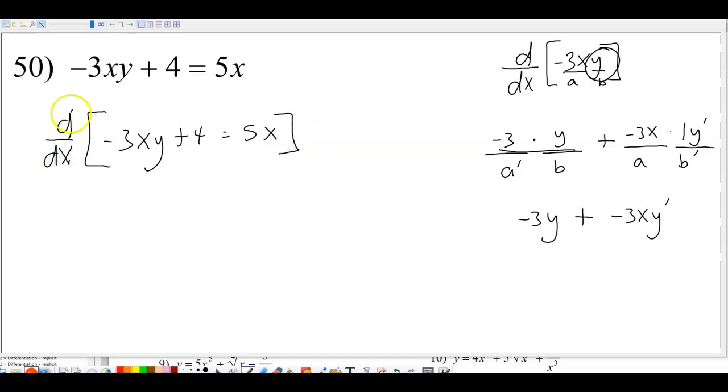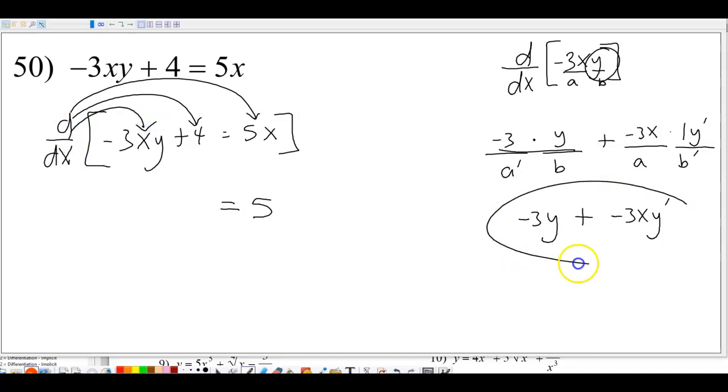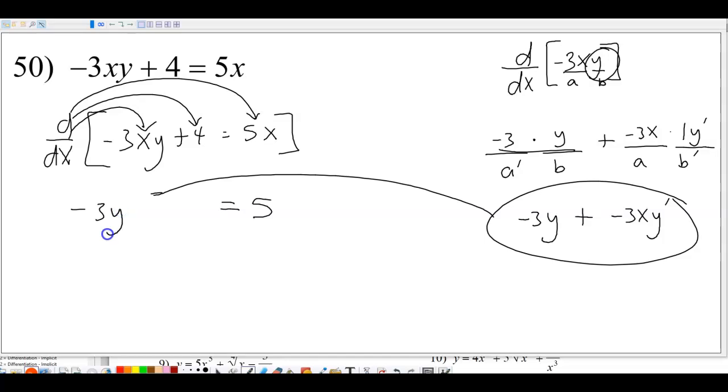Let's start with the easy stuff. So the derivative of 5x is 5. The derivative of 4 is 0, so that just goes away. Now let's find the derivative of that. Well, luckily, I already did that over here. So all I have to do is take that and plug that in over here now. So negative 3y, now plus a negative, actually, is just going to be minus. So I'll put those together now like that. And there we go.